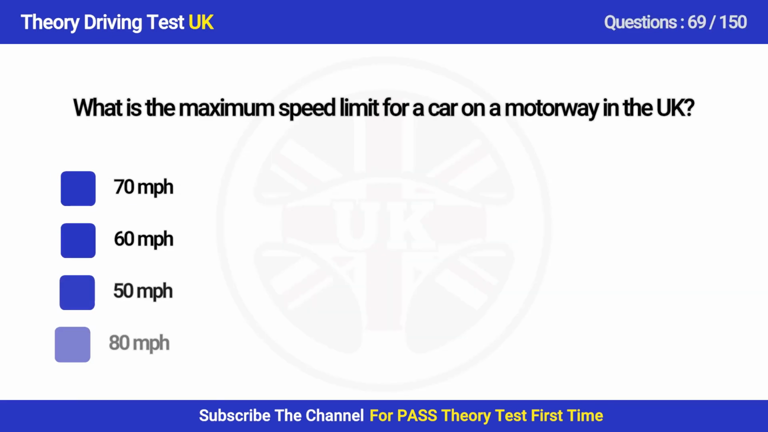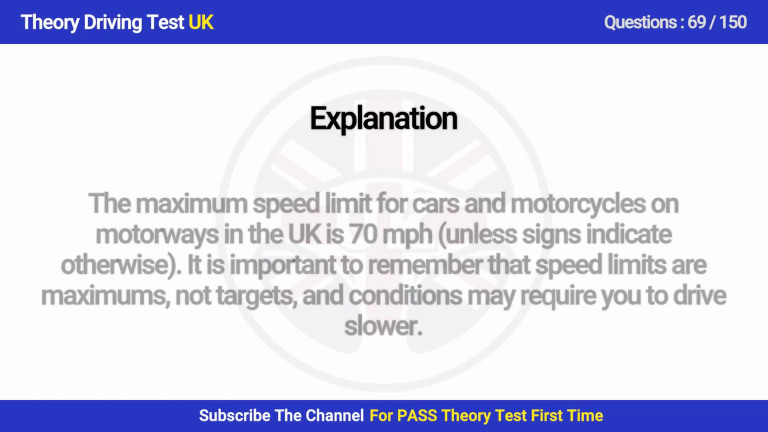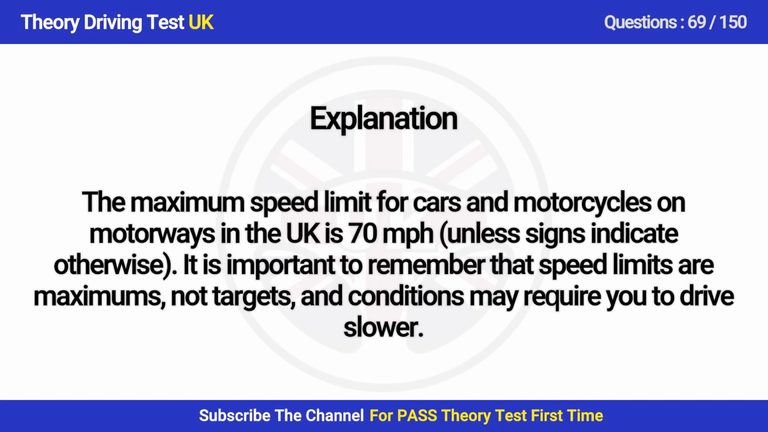Question 69. What is the maximum speed limit for a car on a motorway? A, 70, B, 60, C, 50, D, 80? Answers is A, 70. The maximum speed limit for cars and motorcycles on motorways is 70 unless signs indicate otherwise. It is important to remember that speed limits are maximums, not targets, and conditions may require you to drive slower.